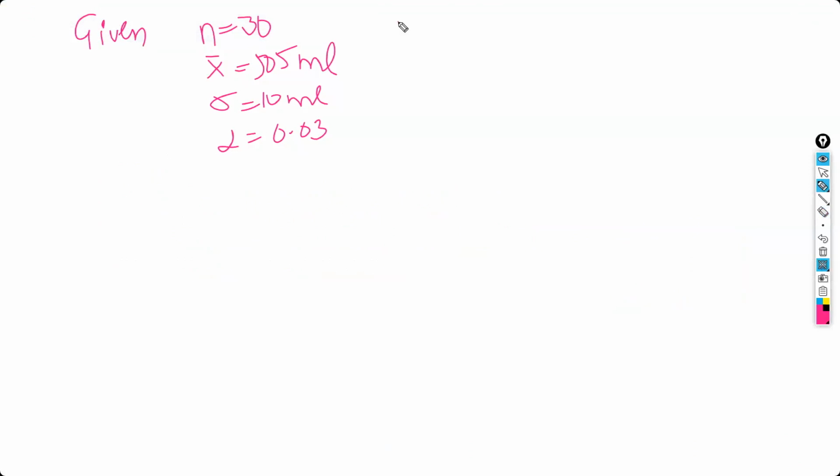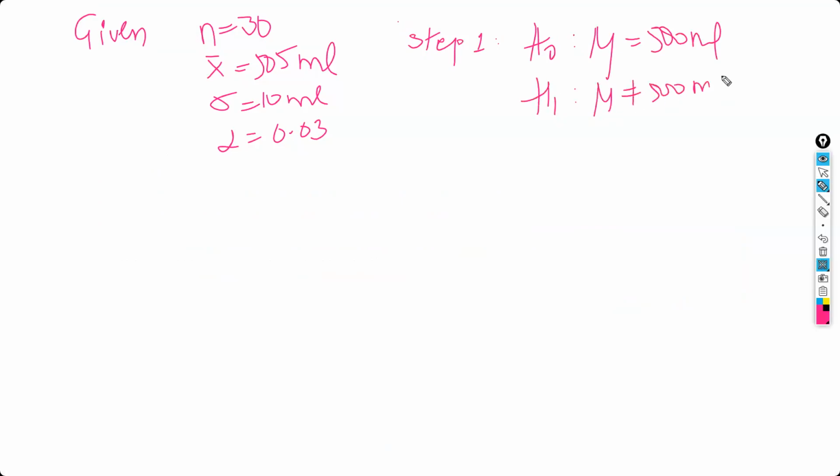From the company's point of view, what is step one? Formulate the null and alternate hypothesis. The null hypothesis says that mu is exactly 500 ml. The alternate hypothesis says that mu is not equal to 500 ml. That is step one. What is step two? Level of significance. What is the level of significance? 0.03.